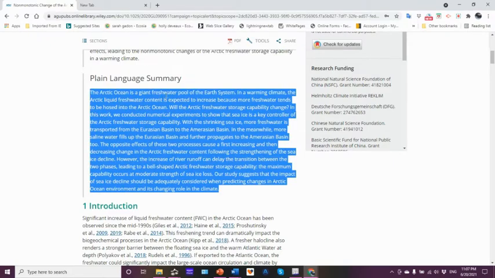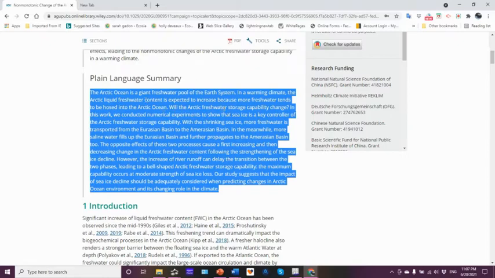The Arctic Ocean is a giant freshwater pool of the Earth's system. In a warming climate, the Arctic liquid freshwater content is expected to increase because more freshwater tends to be, I like this word, hosed into the Arctic Ocean. Now, by the way, throughout this paper, when they talk about freshwater content, it's abbreviated as FWC. So keep that in mind.